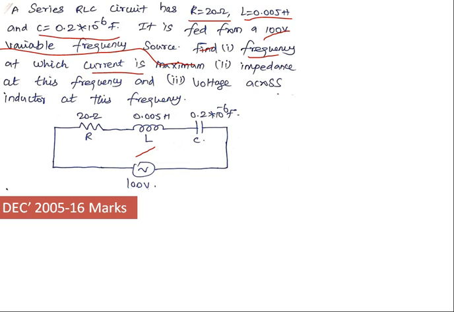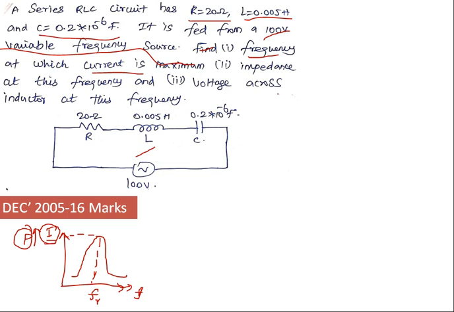Let us see the graph. On the x-axis we refer to frequency, and on the y-axis the current. So the curve will be like this. At this frequency only we will have the maximum value of current. Maximum current will give maximum power, and it will exhibit only at this frequency. What is the name of this frequency? Resonant frequency.